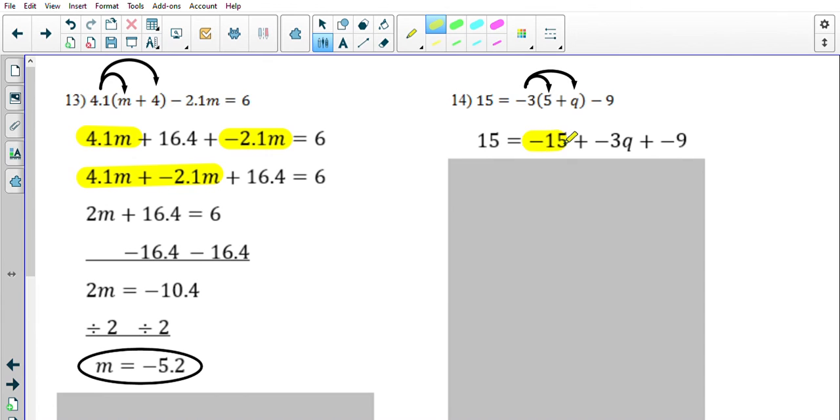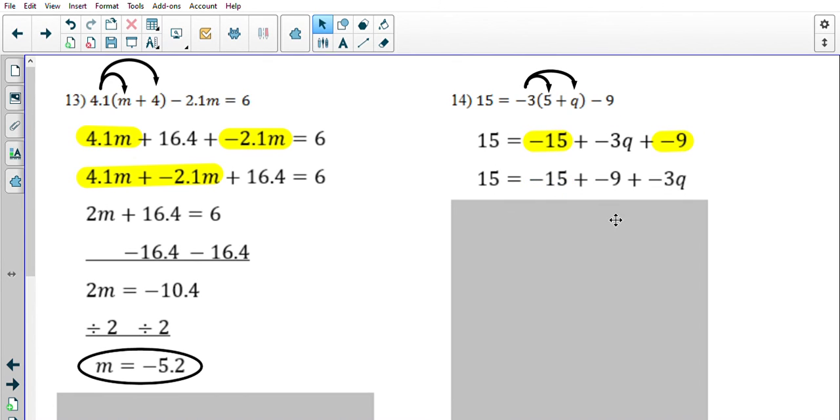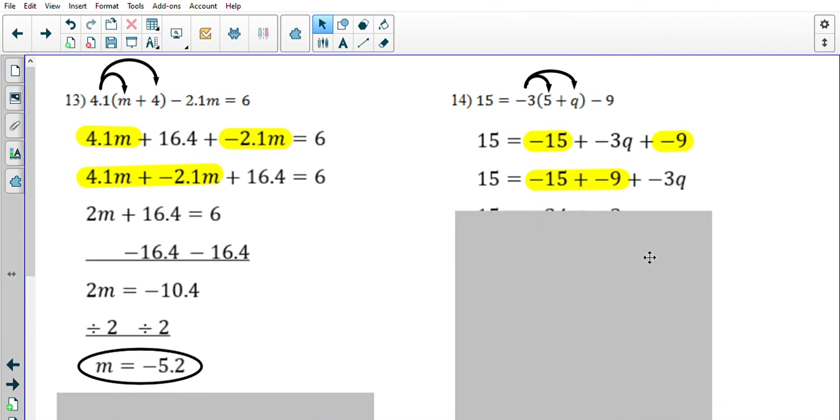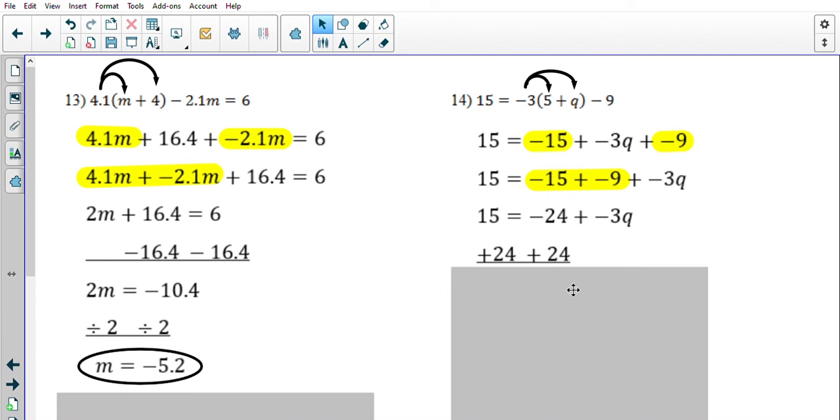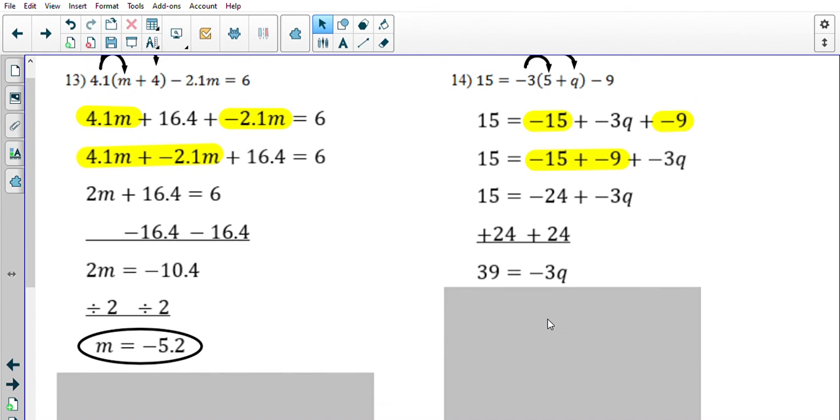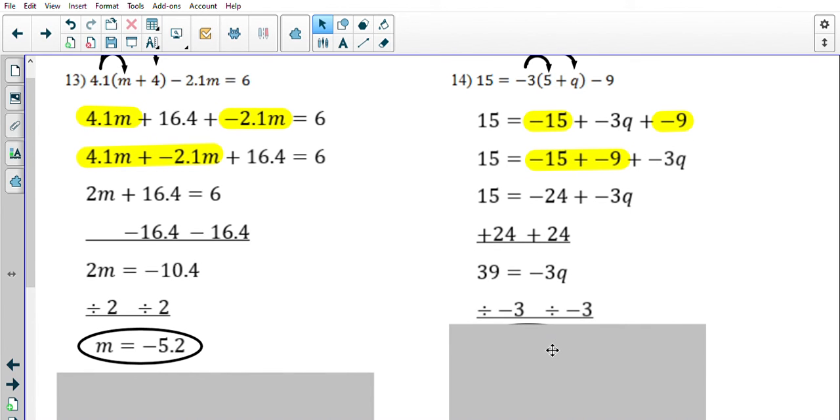Looks like maybe they turned off the bells. We'll see. So we've got negative 15 plus negative 9 side by side. We'll highlight those. Negative 15 plus negative 9 is going to get us negative 24. So bring down your negative 3q. Let's get rid of this plus negative 24 by adding 24 to both sides. So we're going to have 39 equals negative 3q. Now finish this off by dividing both sides by negative 3. 39 divided by negative 3 is negative 13.